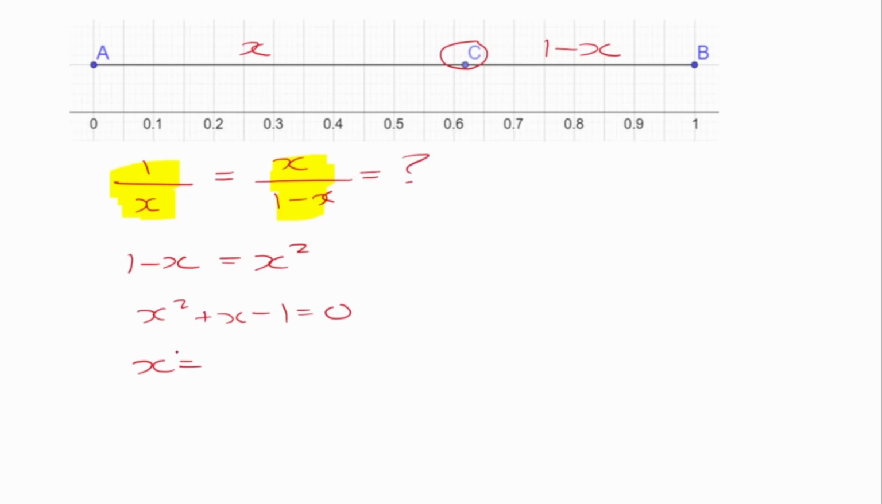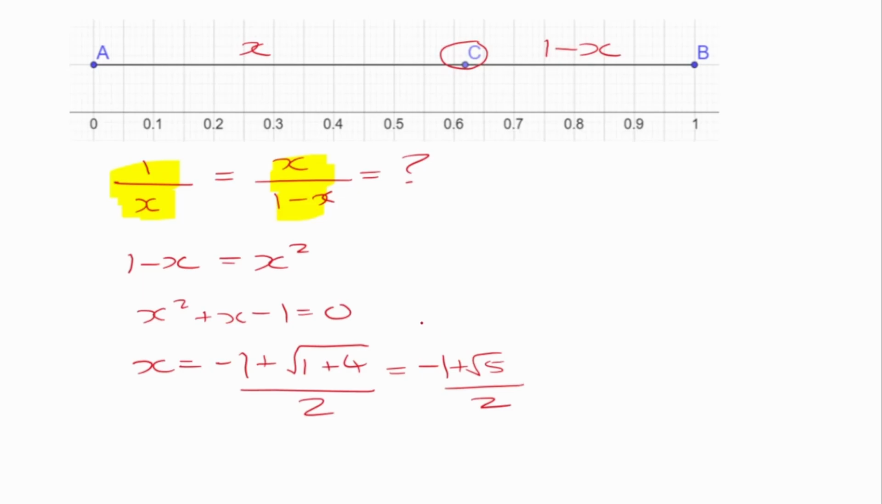Okay, so using the quadratic formula, minus b, negative 1, plus or minus, but I'm just going to use the positive value, over the square root of b squared, which is 1 minus 4 times 1 times negative 1, so I'm adding 4, all over 2a. So I end up with negative 1 plus root 5 over 2.